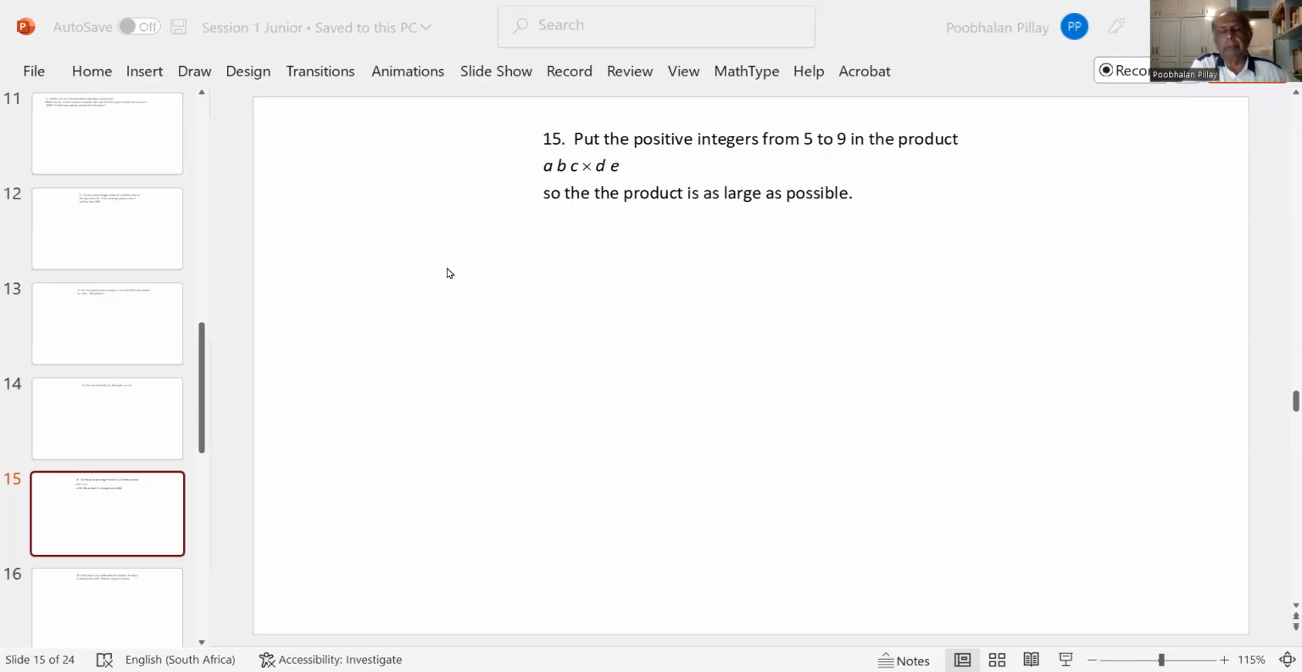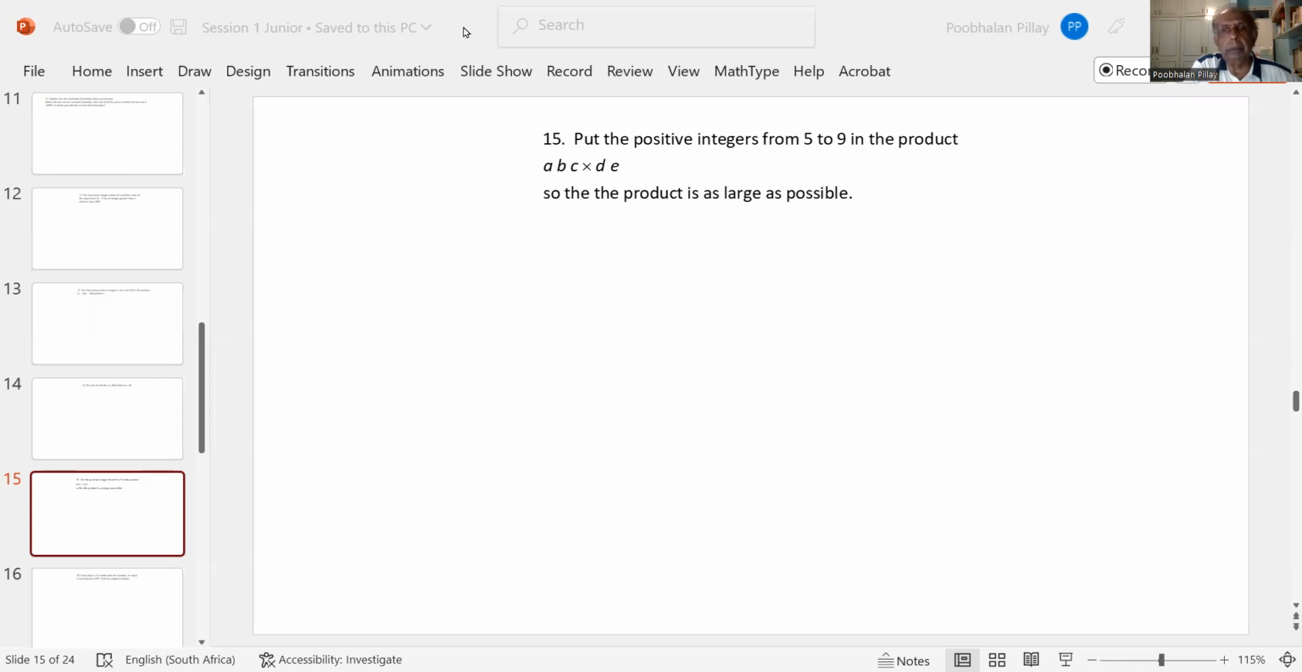We go on to the next problem, problem 15. The problem says, put the positive integers 5 to 9 in the product ABC times DE so that the product is as large as possible.